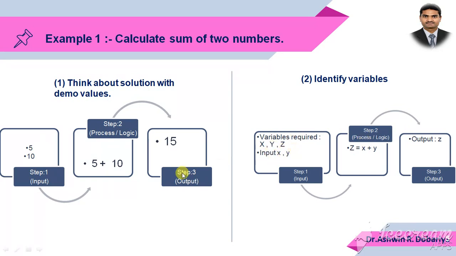So in this program we require a total of three variables: x, y and z. Out of three, we input two variables, x and y. Once we input the two numbers x and y, what is the actual logic? x plus y, that is the sum of those numbers, and it will be stored into z, and z is the output. In that way we can identify the variables.